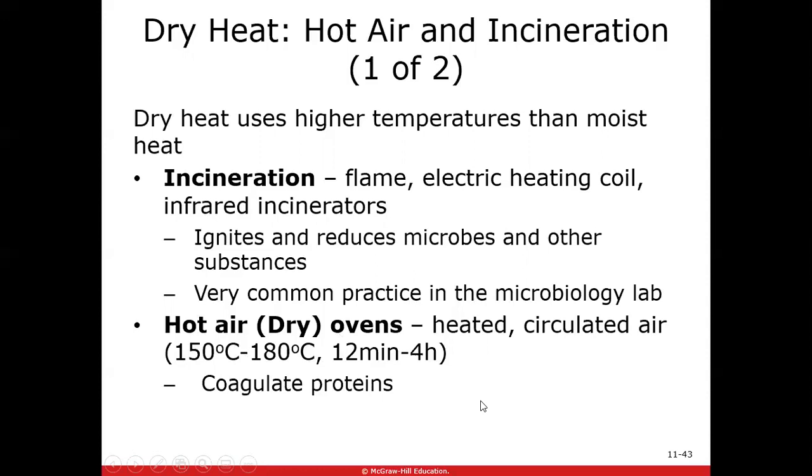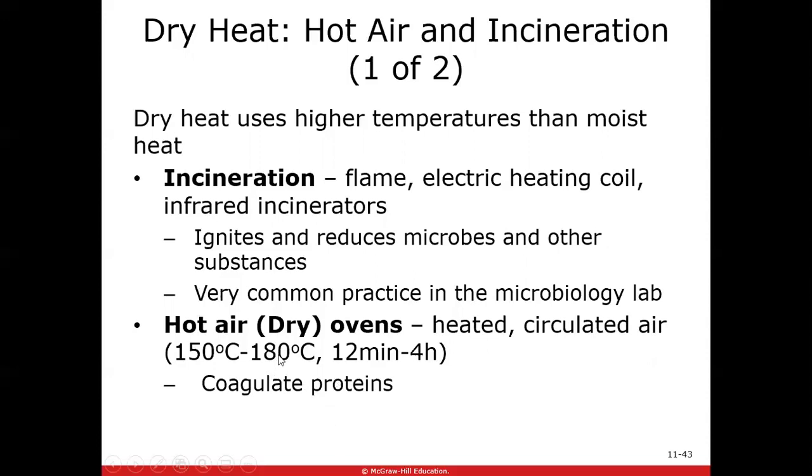What can you think of in the microbiology lab that we use as incineration? Right, the Bunsen burners, those flames. When we actually put the flame on the loop in the Bunsen burner, then it incinerates any microorganisms that are on it. So it's very common practice in microbiology lab.